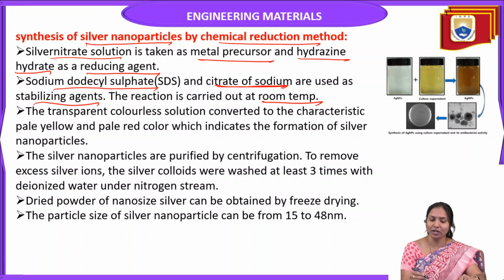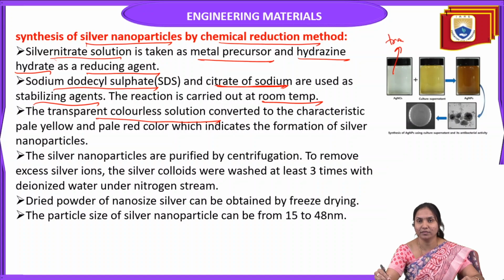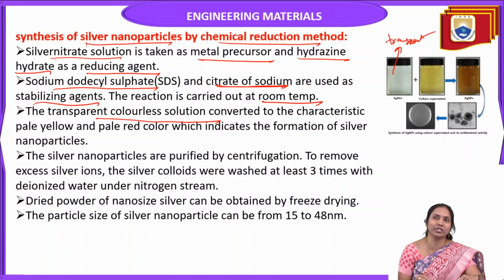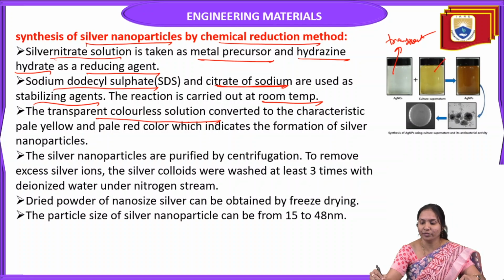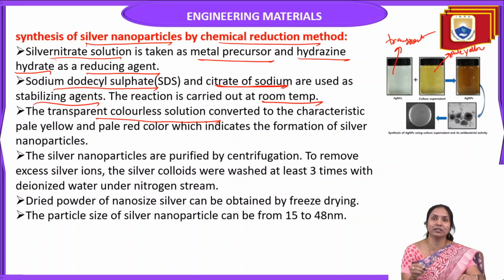In this case it forms a transparent colorless solution. You see here, this transparent colorless solution is converted to the characteristic pale yellow. During the reaction, when we add the metal salt solution, stabilizing agent and reducing agent at room temperature, the transparent colorless solution is converted into characteristic pale yellow and pale red color, which indicates the formation of silver.